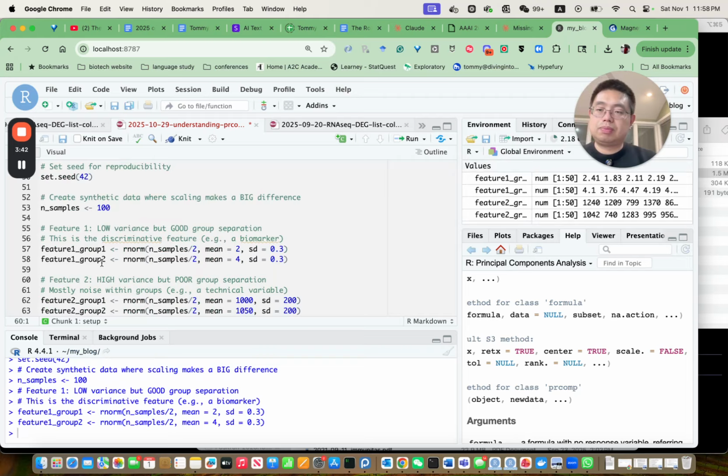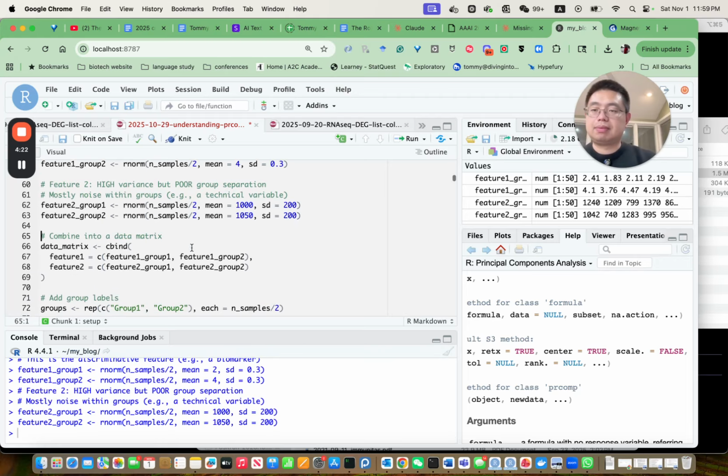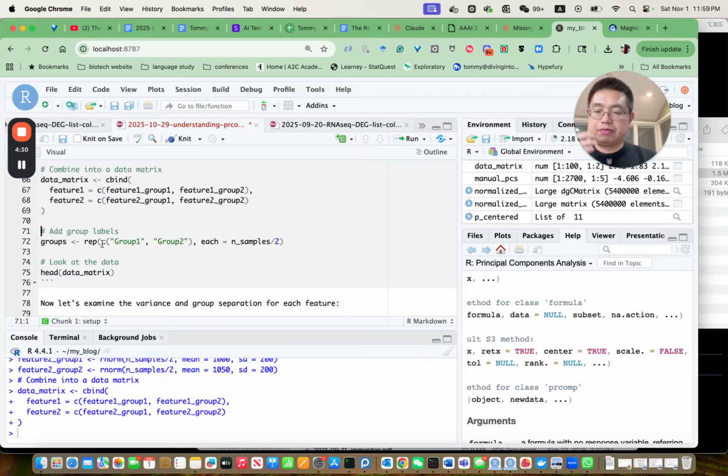So group 1 and group 2 both have feature 1, but the mean is different by 2, and the standard deviation is small. So this is a feature that can separate group 1 and group 2. Now let's simulate feature 2. Here we have a big mean of 1,000 for group 1, and group 2 has a mean of 1,050. So it's a difference of 50, but the standard deviation is 200, much bigger. Let's combine them into a data matrix and add some group labels. The first 50 rows are group 1, and the next 50 rows are group 2.